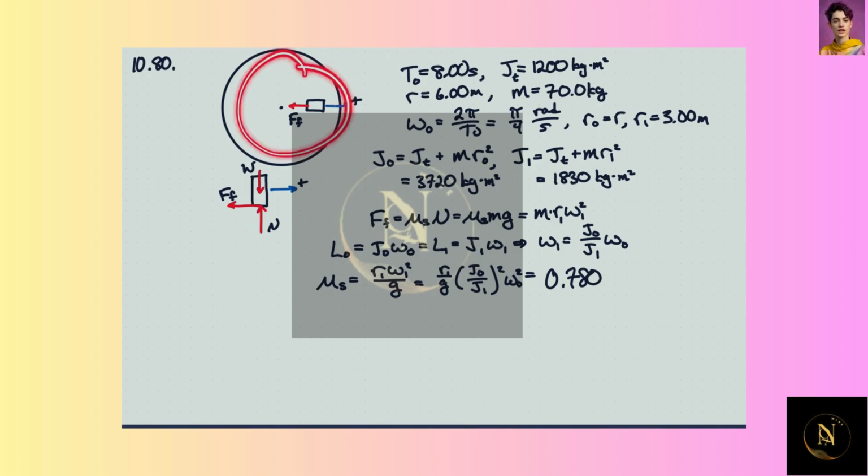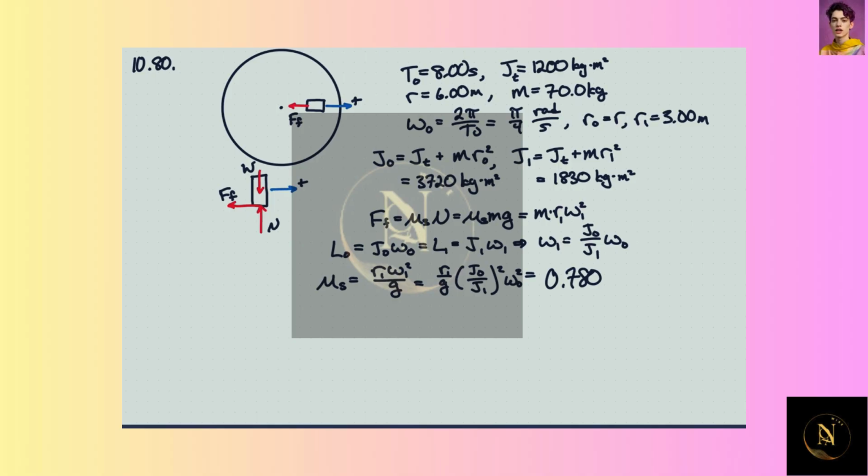If we look from a top-down view here, our centripetal acceleration is in towards the center, towards the axis of rotation, which means our friction force has to be in to keep us from sliding off. If we look at ourselves from the side, we have our weight, the normal force, and the friction force. The angular velocity, if the period is 8 seconds, is pi over 4 radians per second. Our initial position is the outer radius of the disk, and then we end up at R1 equals 3 meters.